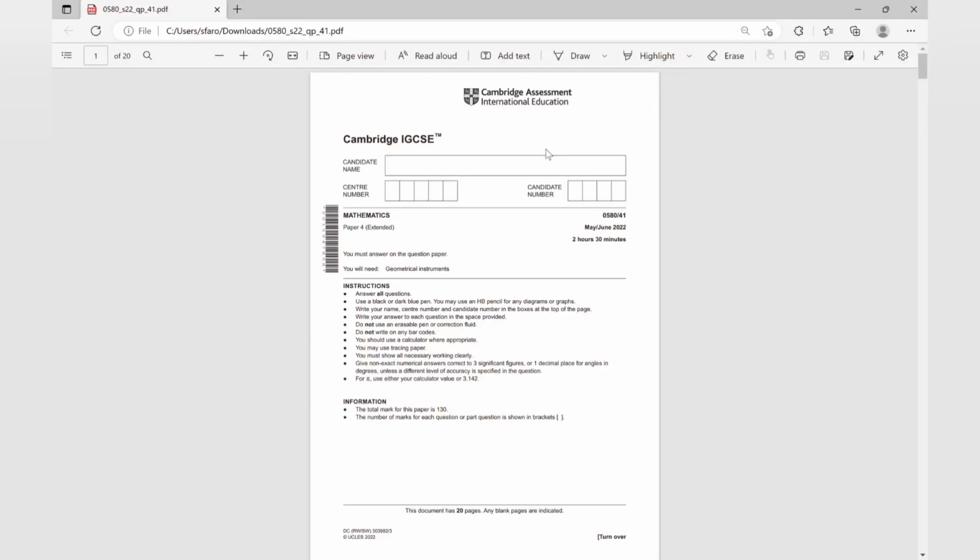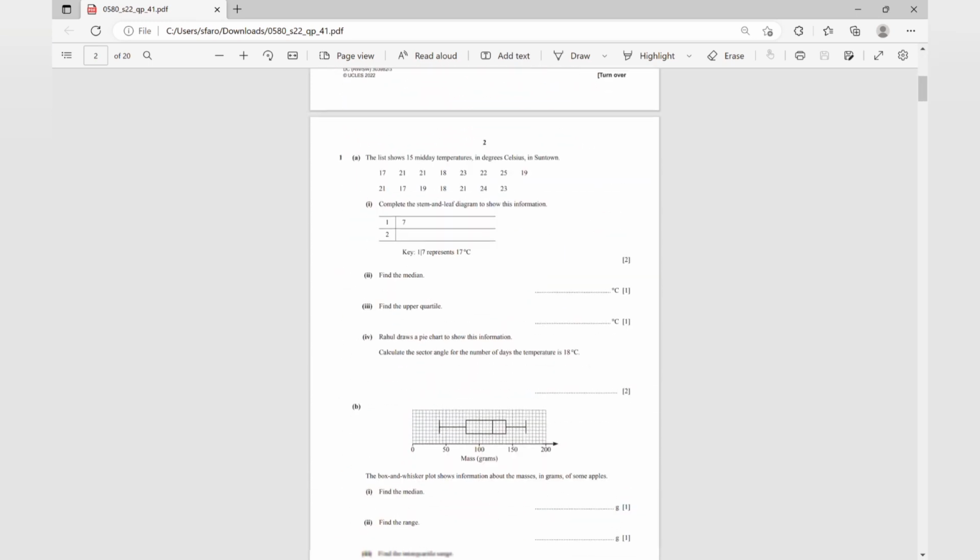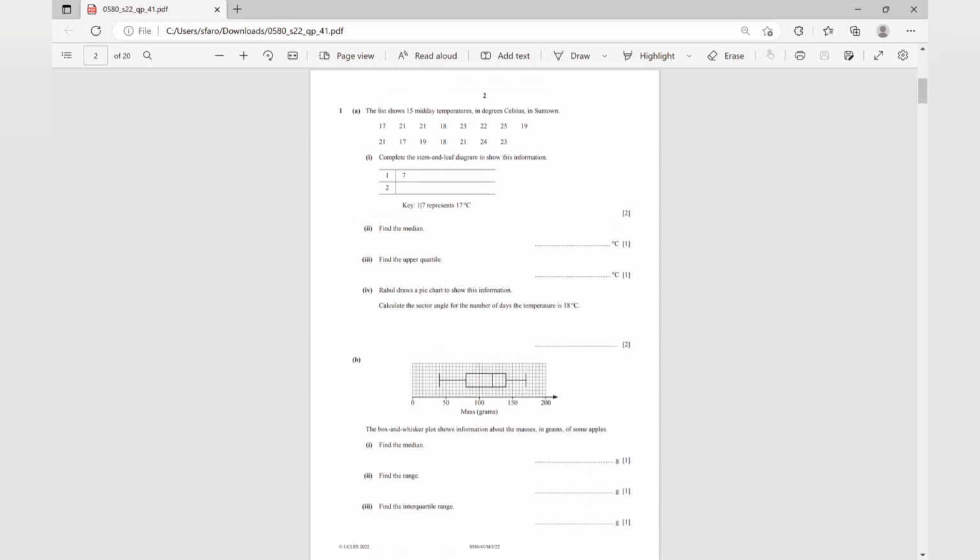Hi everyone, today I'll be doing the IGCSE Mathematics May June 2022 paper 41. Let's start. First question is, the list shows 15 midday temperatures in degrees Celsius in Sundown.